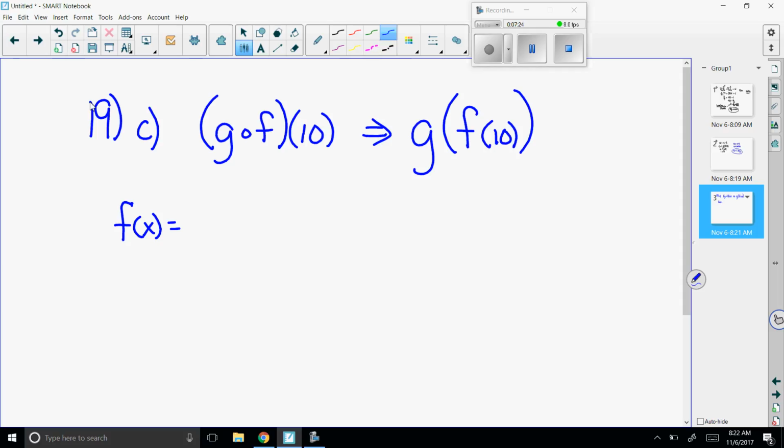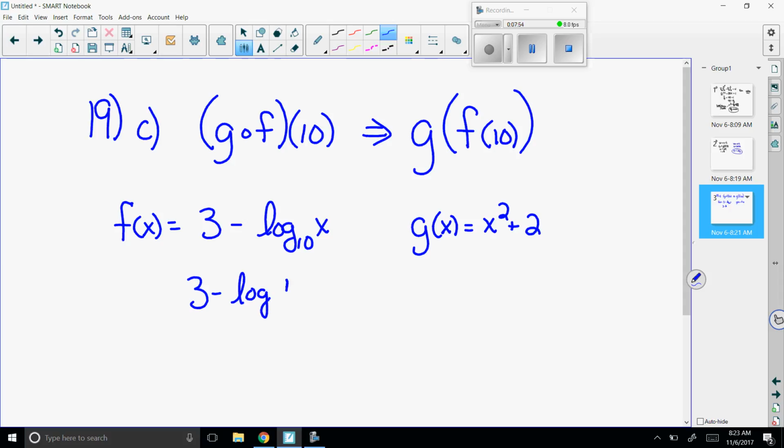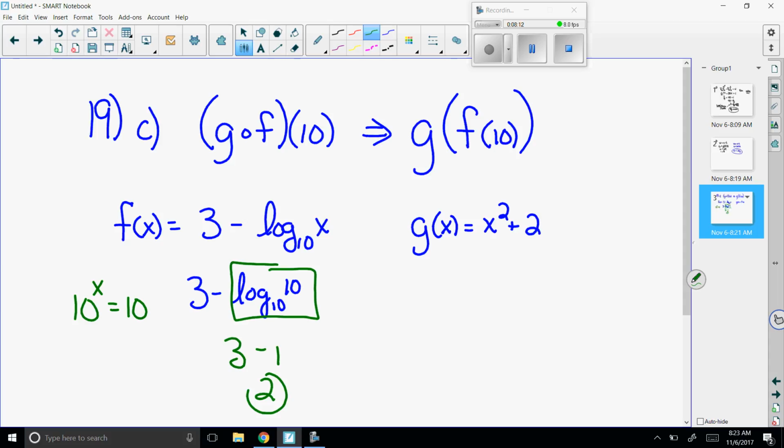So F of X is equal to 3 minus log X base 10. And G of X is X squared plus 2. So the first thing you want to find is F of 10. 3 minus log 10 base 10. So if we remember, this part right here is saying 10 to what power equals 10. So that has a value of 1. So you're at 3 minus 1, which is 2.